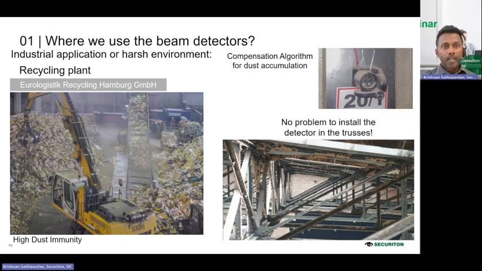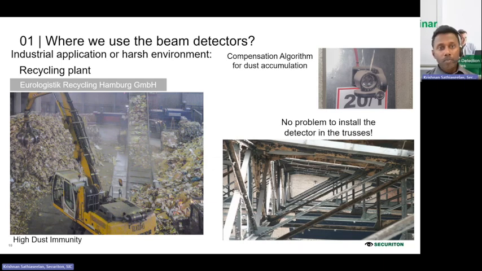That's the reason we also have a compensation algorithm for dust accumulation. As you can see in the picture itself, it is working fine without any false alarm being shown. We also have issues with trusses, or what we call blinds on the ceiling, which can also cause obstacles to direct detection between the reflector and transmitter.